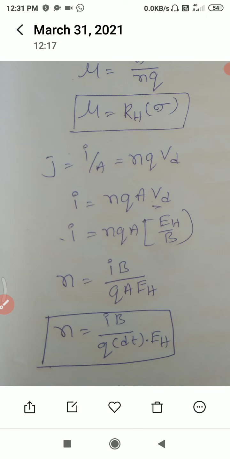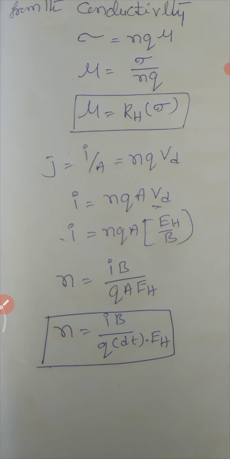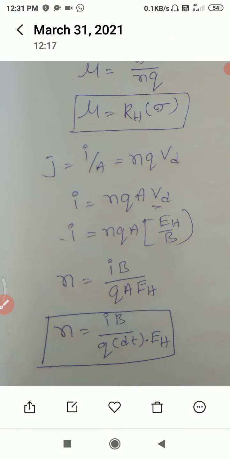Then J is equal to I by A, and that value is NQVD. Then we can substitute that I value and we get this equation. Then N, the number of charge particles, we can find easily with the help of this equation.